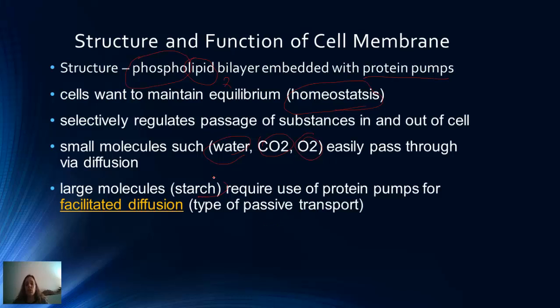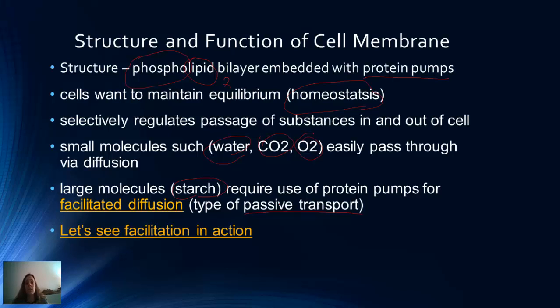Large molecules such as starches from the foods that you eat require use of these embedded protein pumps for facilitated diffusion. Which is a type of passive transport. So what this means is that it doesn't require additional energy. It's just too large to fit through the membrane via osmosis, so it needs to use the protein pumps to move it through. But it's not using energy besides kinetic energy to move through those protein pumps.